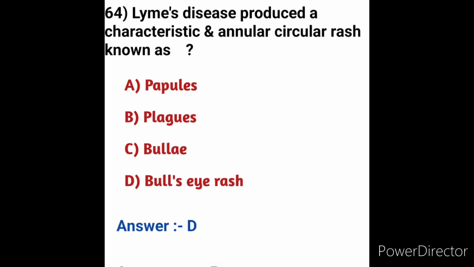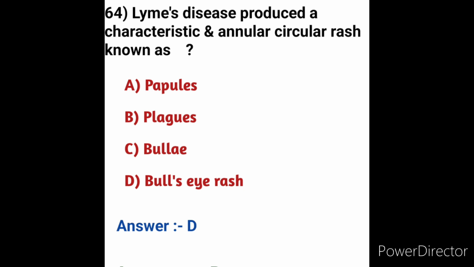Lyme's disease produces a characteristic annular circular rash known as. Lyme's disease produces a characteristic rash, a circular rash, also known as. We will see the options here. Option A, papules. Option B, plaques. Option C, bullae. Option D is bull's eye rash.